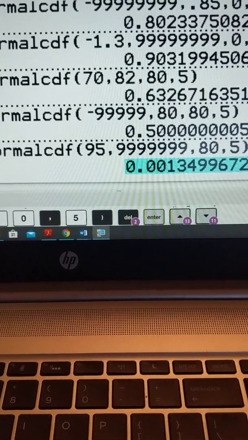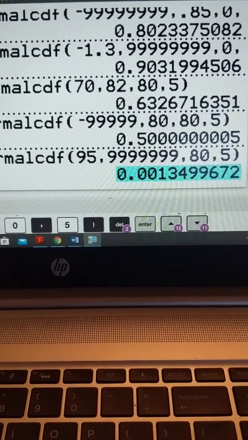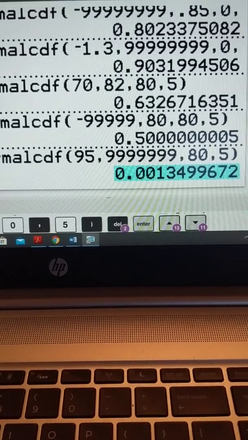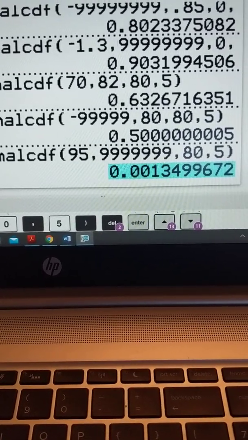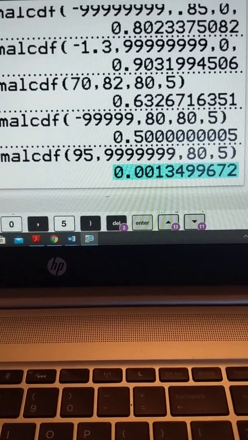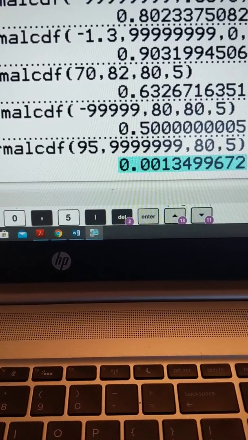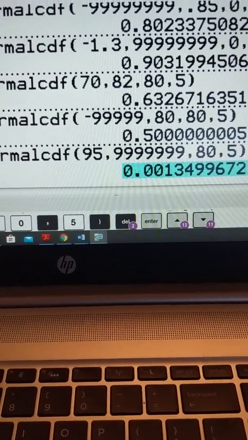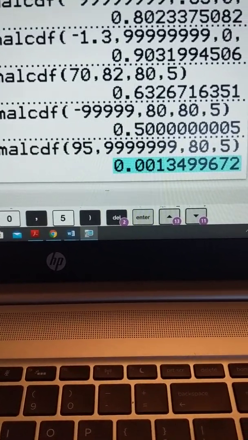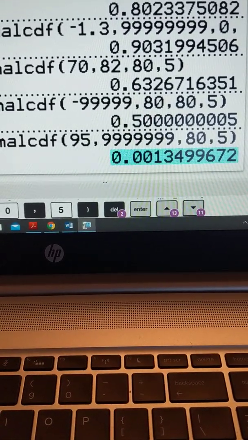Now 95 is well beyond 80. In fact, if we think about the deviations, every deviation is 5 values, so 95 would have been 3 deviations above the mean, which is pretty far. So what percent of the data lies beyond that? And we get about 0.1%.